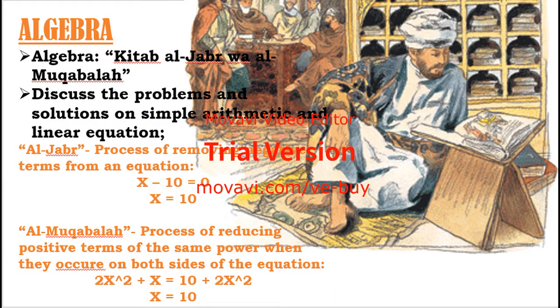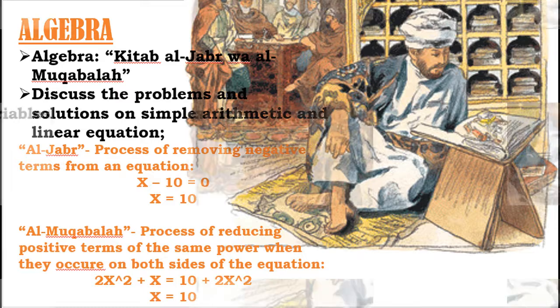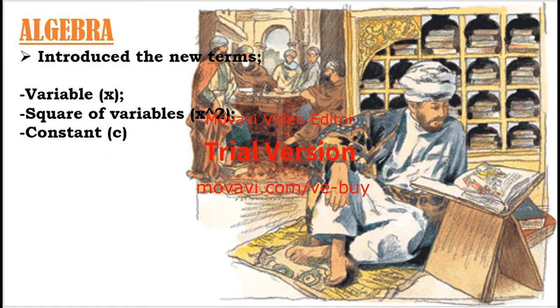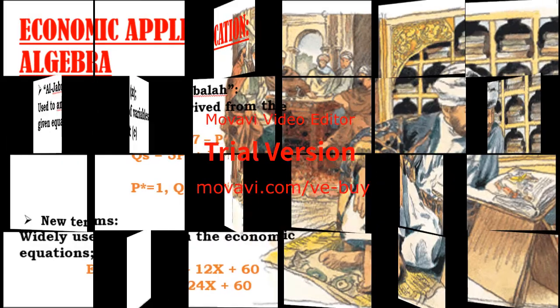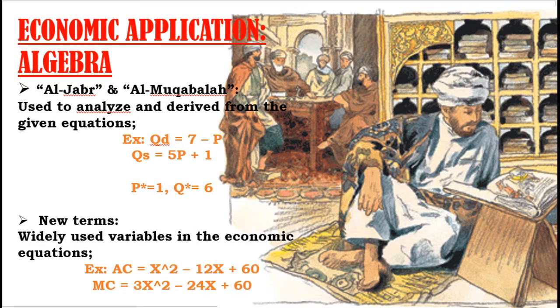In algebra, the two most important terms that Al-Khwarizmi introduced are Al-Jabar and Al-Muqabalah. Al-Jabar refers to the process of removing negative terms from an equation, and Al-Muqabalah refers to the process of reducing positive terms of the same power when they occur on both sides of the equation. Besides, he also introduced new terms in algebra such as x for variable, x squared for square of variables, and c for constant. Economic application of algebra.